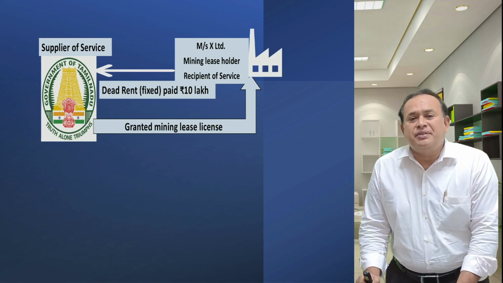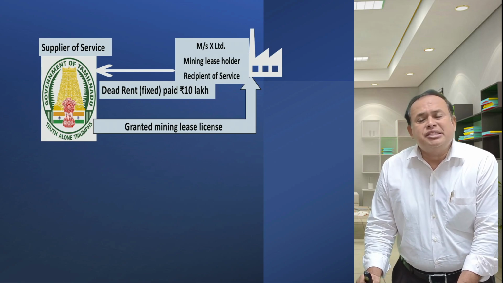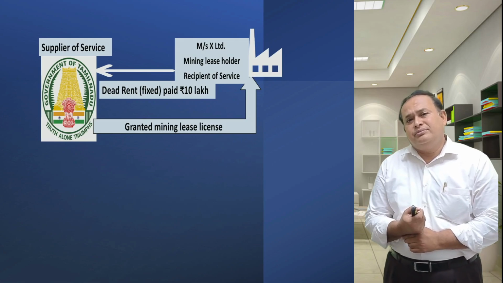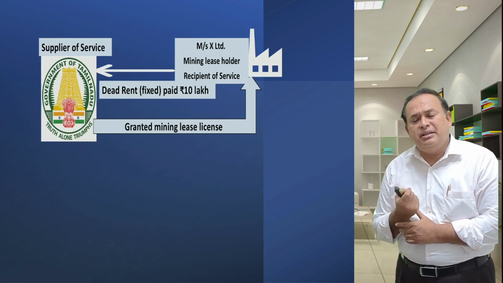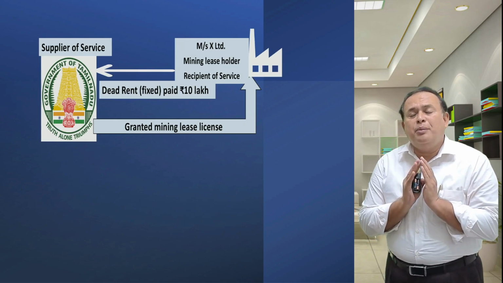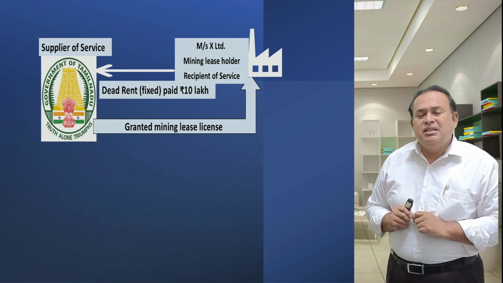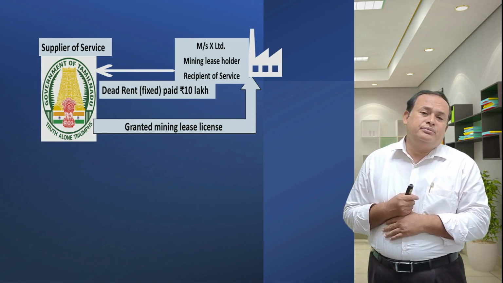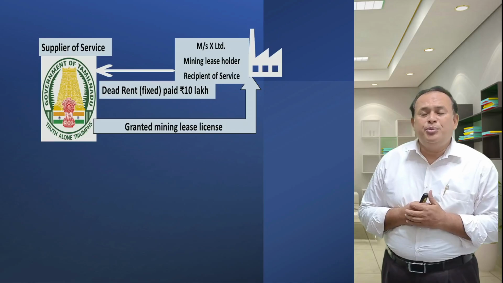Now, the supplier of service here is the state government. Recipient of service: business entity. Is it an exempted supply? You tell me, brother. License granted and license fee received. Exempt supply? Absolutely not. Resultantly, it is a taxable supply. Supplier is a government, recipient is a business entity. Now tell me, the recipient is a business person. Liable to pay GST? Yes.